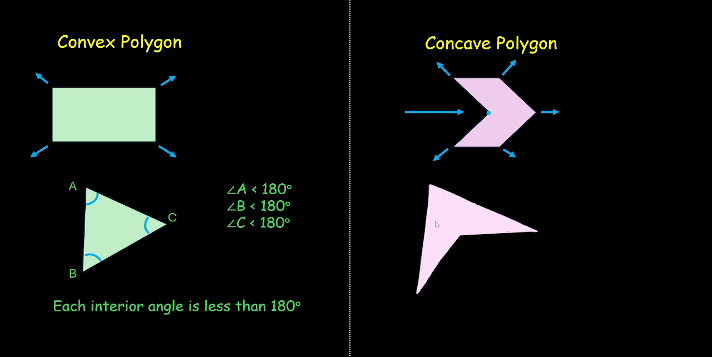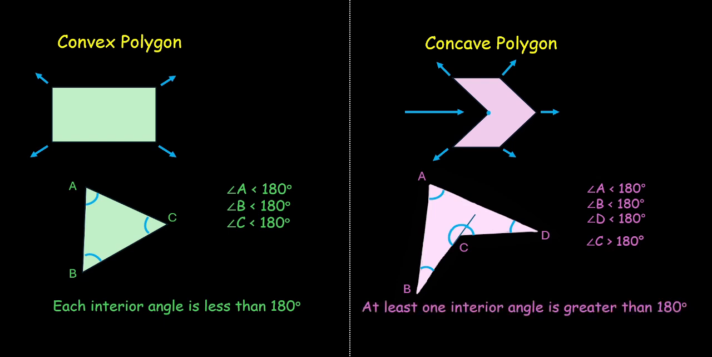Let's look at the concave side. Let me first name this polygon as ABCD polygon. Over here, angle A, B and D are less than 180 degrees. But let us now look at angle C. Let me draw a straight line here. Now this angle would be 180 degrees. A straight line makes 180 degrees, right? So this angle C goes beyond that. So clearly angle C is greater than 180 degrees. So we can say that in a concave polygon, at least one interior angle is greater than 180 degrees.